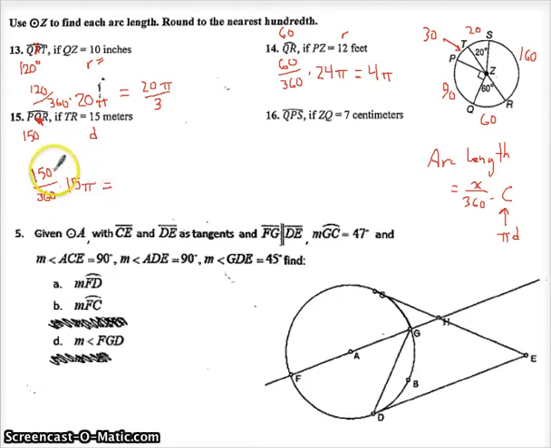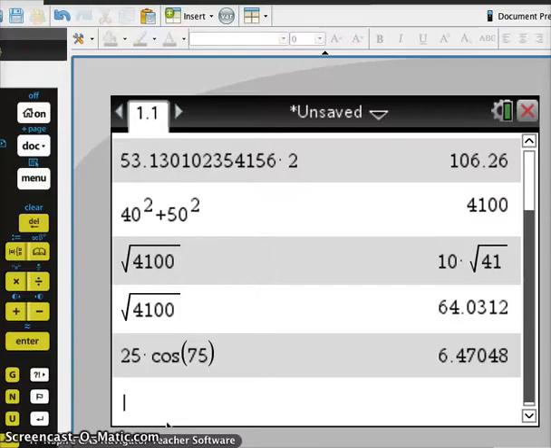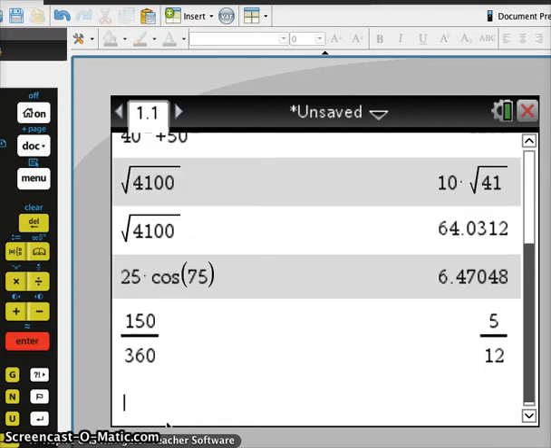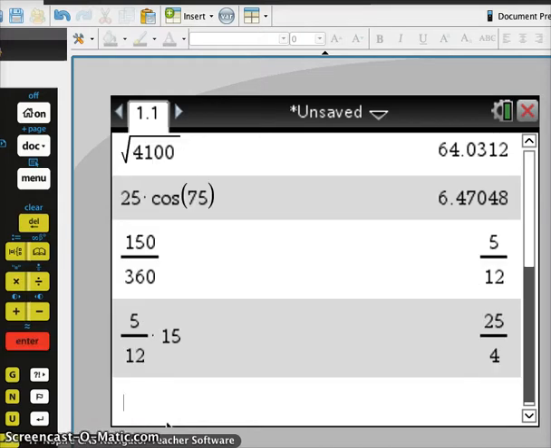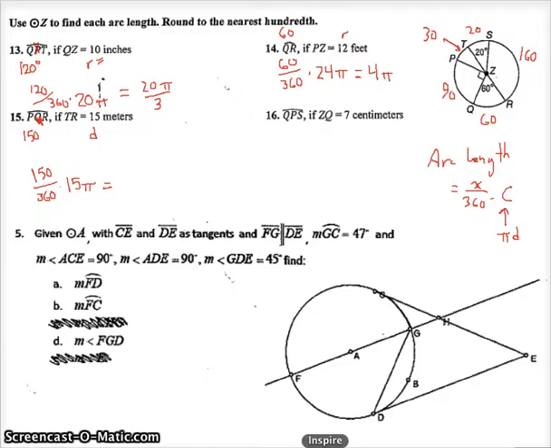Okay, I have a weird fraction now. 150 out of 360. I will do that this way. 150 out of 360. That's this fraction times 15. I have 25/4 of pi here. I simplified everything but the pi, so I have 25/4 pi. Perfectly nice way to write that.